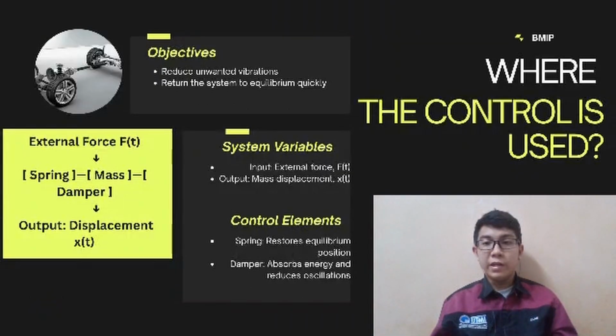Next, I will explain where the control is used in this application. In the mass spring damper system, control is used to reduce unwanted vibrations and help the system return to a stable position quickly after an external force is applied. The input is the external force, while the output is the displacement of the mass. The spring pulls the mass back to its equilibrium position, and the damper absorbs energy to reduce oscillations. Since the system consists of a mass, a spring, and a damper, its behavior is described by a second-order differential equation, making it a classic second-order control system.